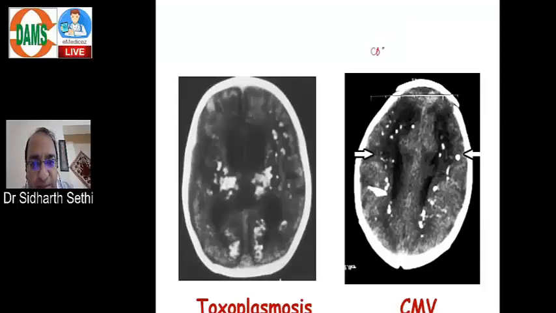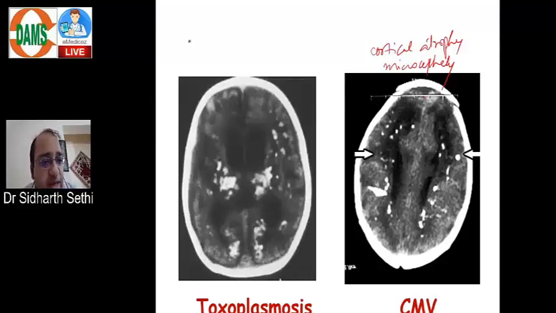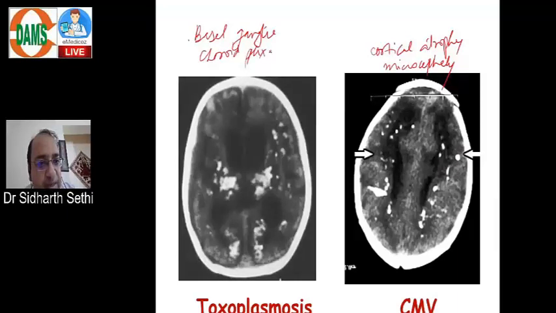Now remember, CMV typically has cortical atrophy of the brain. So this child will have microcephaly, a small head, and cortical atrophy of the brain. Okay. Now on the other hand, toxoplasmosis, the calcifications in the brain typically occur in the basal ganglia, choroid plexus and caudate nucleus. So they will be in the center, as you can see here.